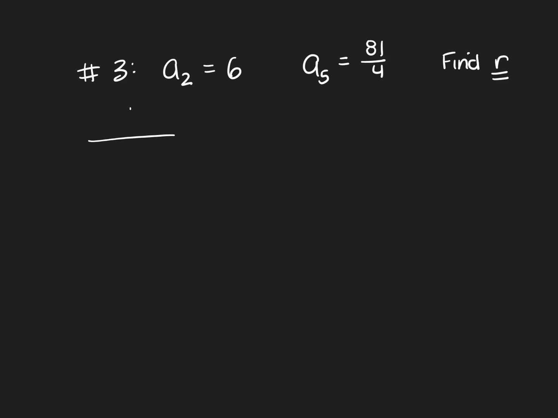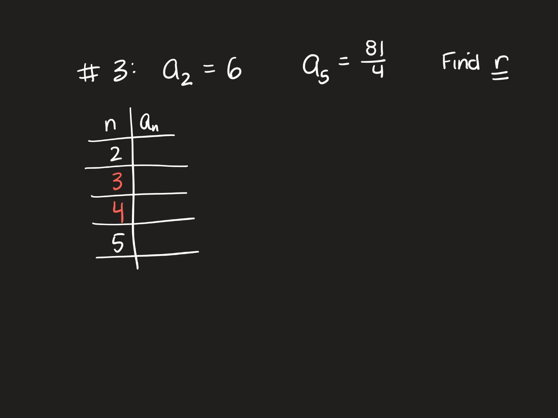I showed you in the video that you can set this up kind of in table format. We know term 2, we do not know term 3 or term 4, but we also know term 5. So if you look at this, term 2 is 6, and we know term 5 is 81 over 4. Here's how we generate each term. We multiply term 2 by something, call it R, to get term 3. We multiply term 3 by something to get term 4, and then we multiply term 4 by something to get term 5. That helps us set up an equation that we can then use to solve for R.